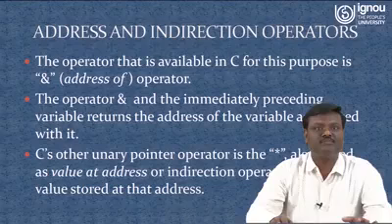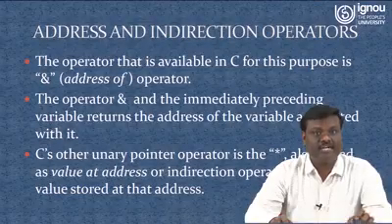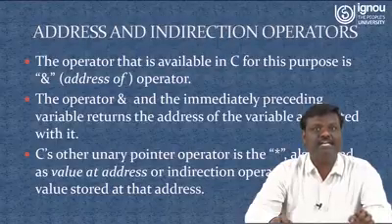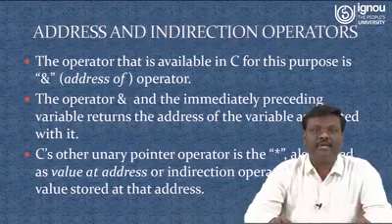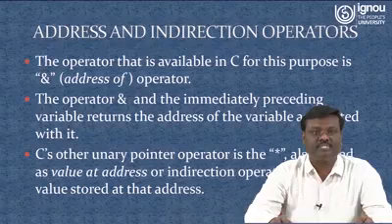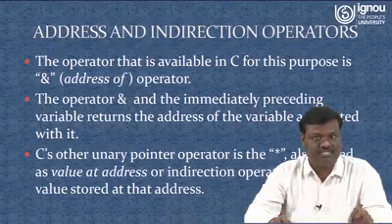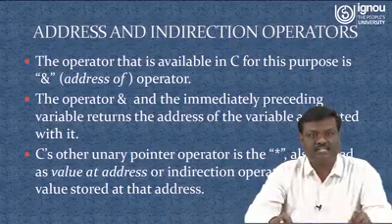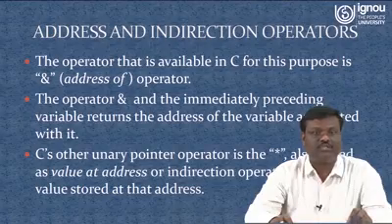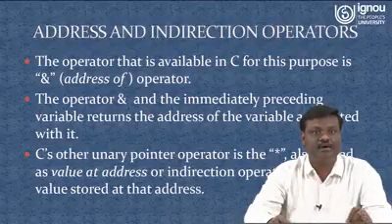So what are the symbols that are used to capture the address, and the indirection operator, that is to access the values that are stored in the addresses? The operator that is available in C for this purpose is ampersand. As you see in the example program, we are fetching the address using the ampersand. Ampersand NUM was the thing that we used in the earlier program. So the address of operator is nothing but fetching it using ampersand.